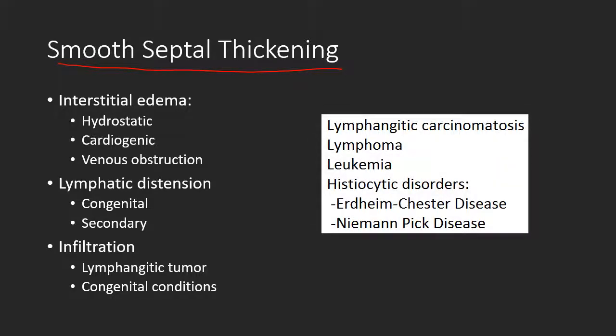So what can produce lymphangitic tumor? This can be the result of a carcinoma that's spreading along the lymphatics. We call that lymphangitic carcinomatosis. We could also see it with leukemia and lymphoma. Some infiltrative disorders related to the histiocytic spectrum include Erdheim-Chester disease, and we could also see Niemann-Pick disease, which is another congenital disorder related to glycogen storage. But of all the causes that are listed up here, the big ones that you guys really want to take away are lymphangitic carcinomatosis, as well as some sort of pulmonary edema.